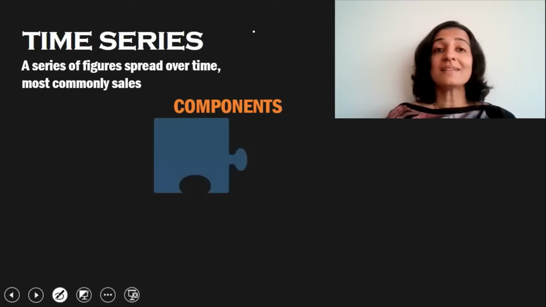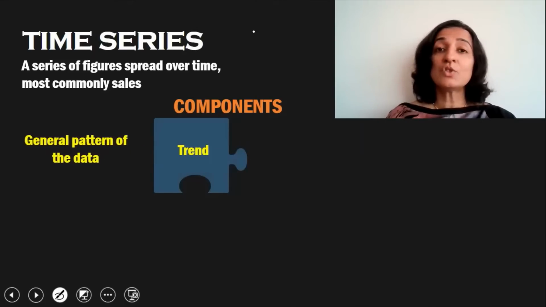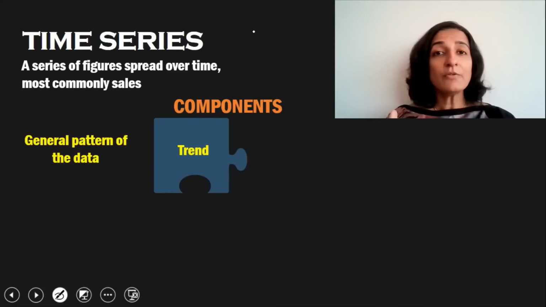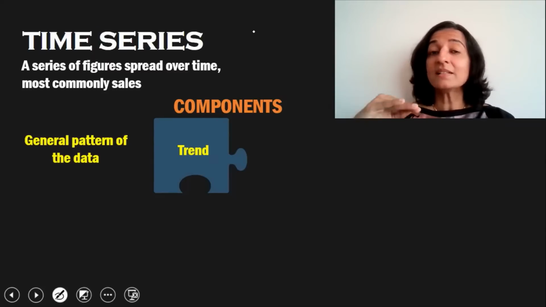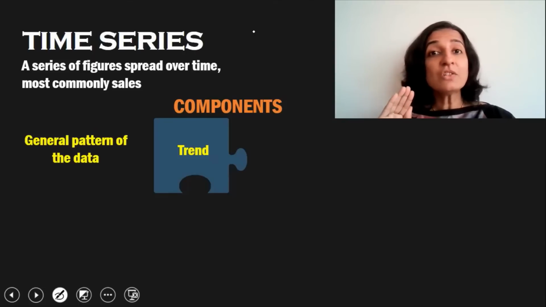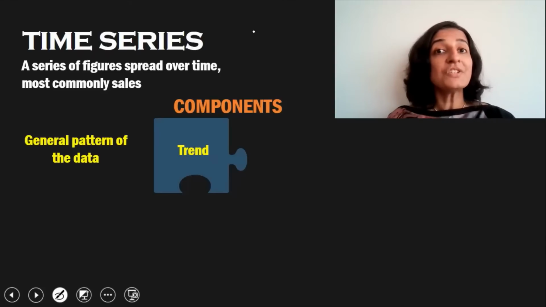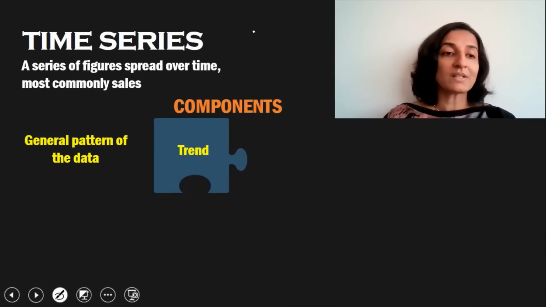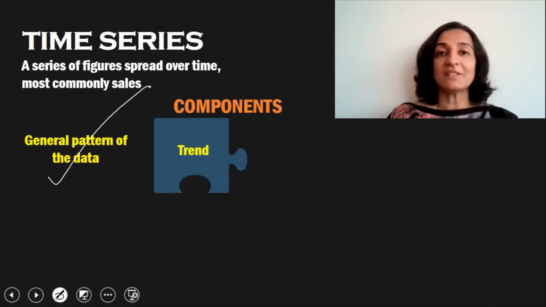The first one is the trend. What do you mean by trend? Trend is the general pattern of the data. If you're a businessman, your sales might either be consistently increasing or consistently decreasing. There's always a general pattern in which the sales occur based on the efficiency with which the organization works. So the general pattern of the data is known as the trend.